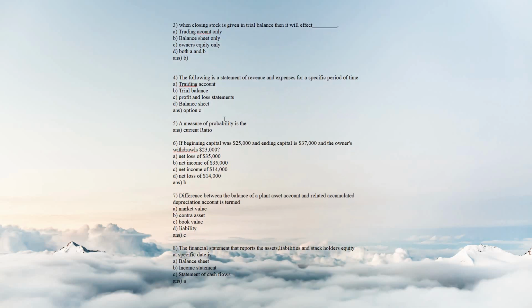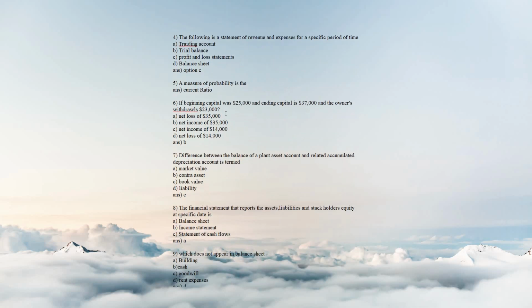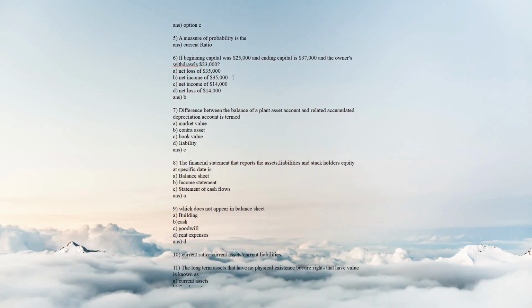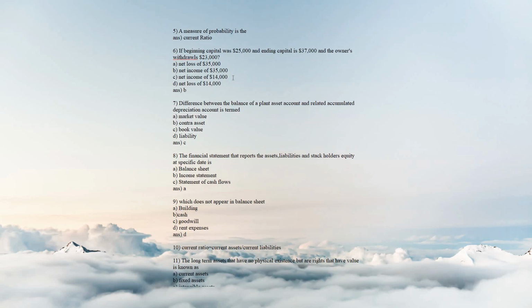The next question is: the following is a statement of revenue and expenses for a specific period of time. The options are trading account, trial balance, profit and loss statements. You can see the statement of revenue is what you gain, which is referred to as profit, and expense means you are going to spend money, which is referred to as a loss. So profit and loss statements. Next one is the measure of profitability is the current ratio.